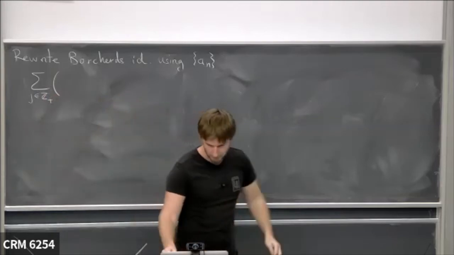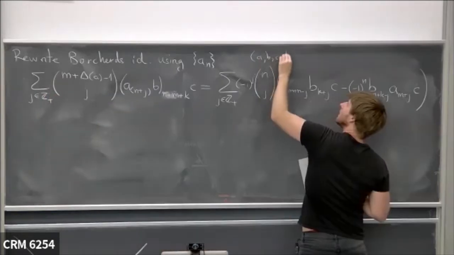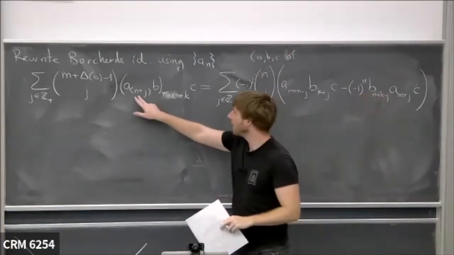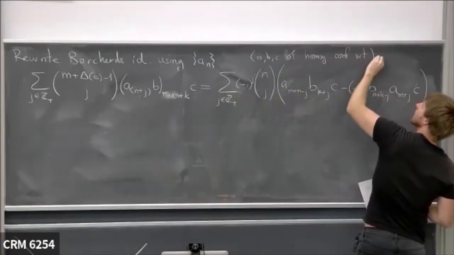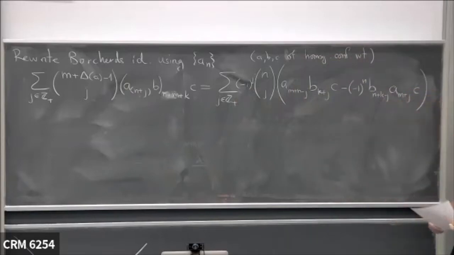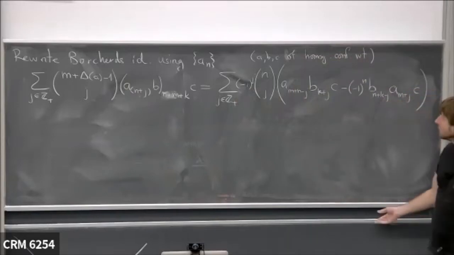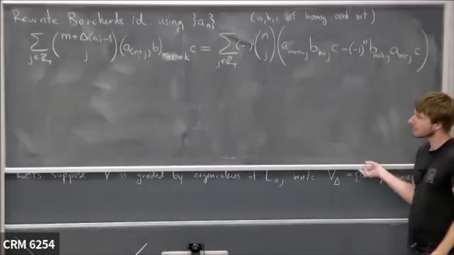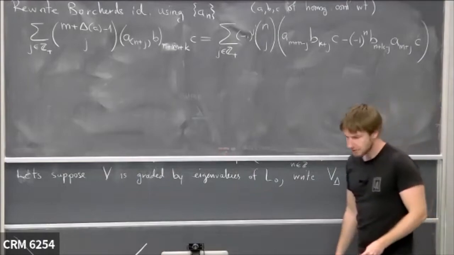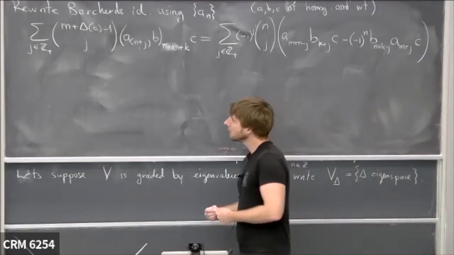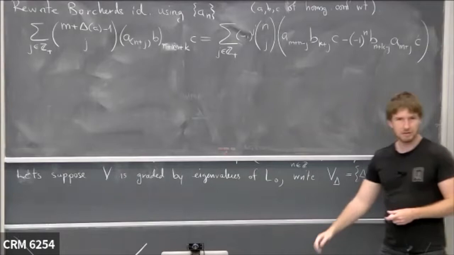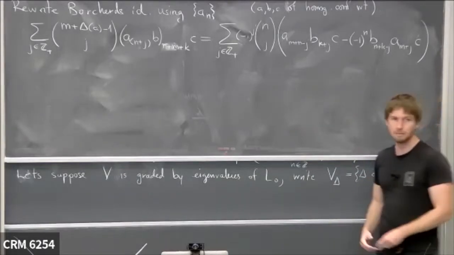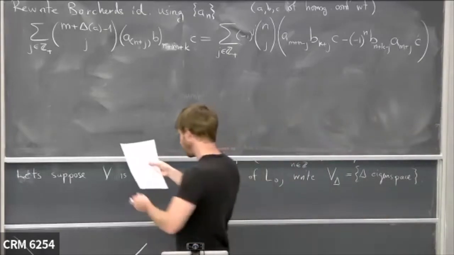I'll keep this one with round brackets. Okay, so let's assume A, B, and C, well, A and B at least, are homogeneous with respect to conformal weight. So we get that. I commented last time that with this identity, it's easy to write down what a V module should be.